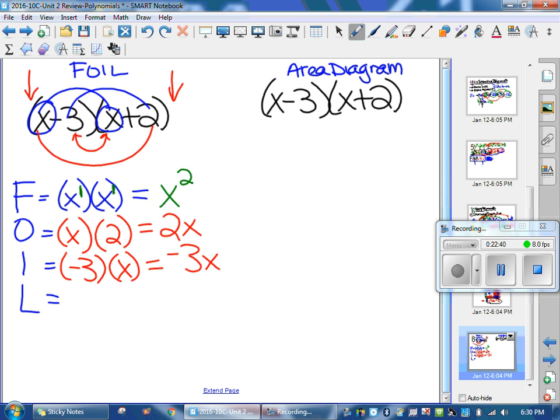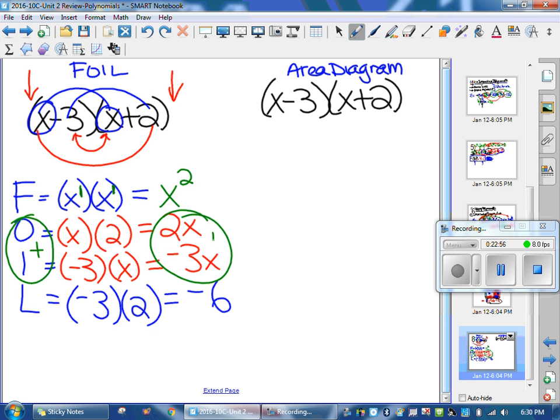You're going to notice that in most situations, the O and the I are usually like terms that we can add once we're done multiplying. So we can actually add those now to get our final answer, which we already know is x squared minus 1x minus 6. Okay, so we get the exact same answer using a different strategy.